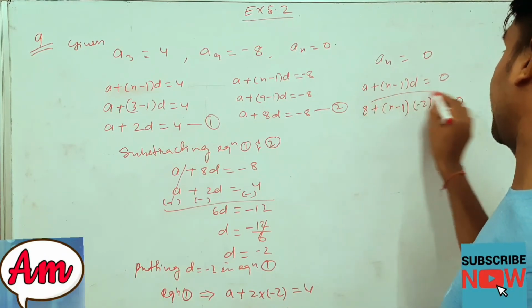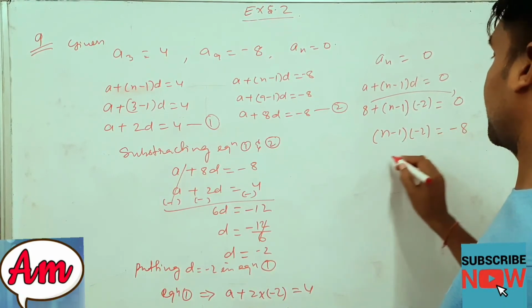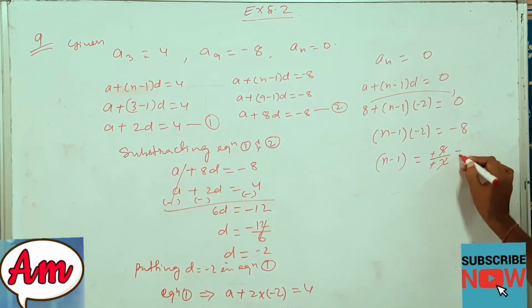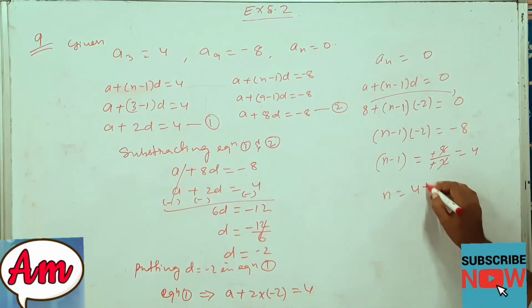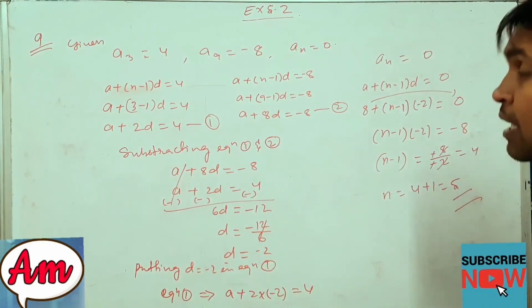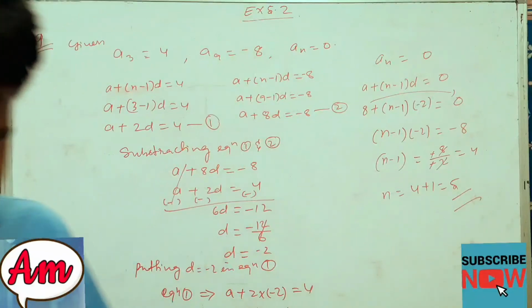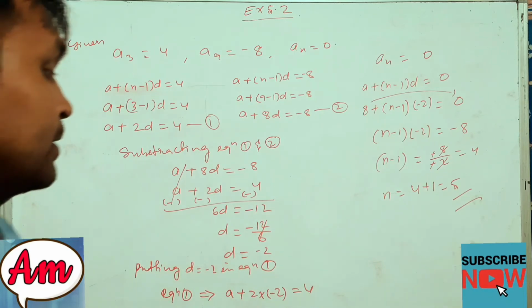So this 8 you take this side, so it will become minus 8. n minus 1 into minus 2 equals minus 8. So n minus 1 equals minus 8 divided by minus 2, since the minus 2 is multiplied, and if it comes this side, it will be divided. Minus minus cancel, 2 4s are 8, so n minus 1 equals 4. Bring the 1 this side, so 4 plus 1 equals 5. That means the fifth term of the AP will have the value 0. Okay. So quickly you can pause the video and take it down.